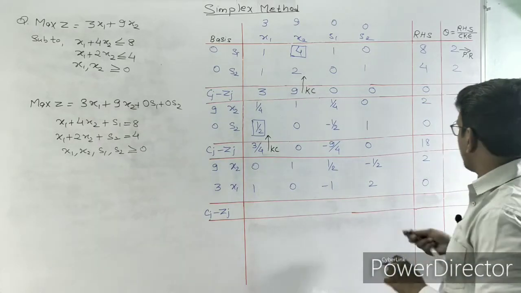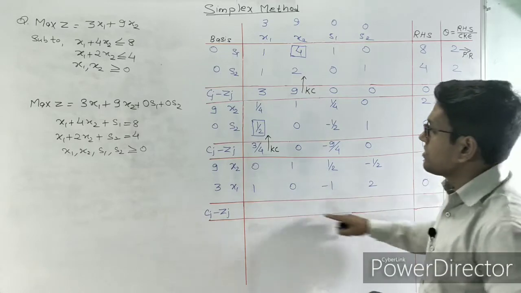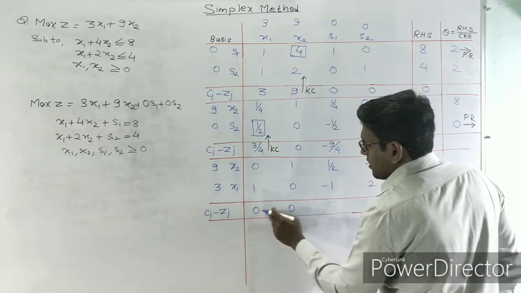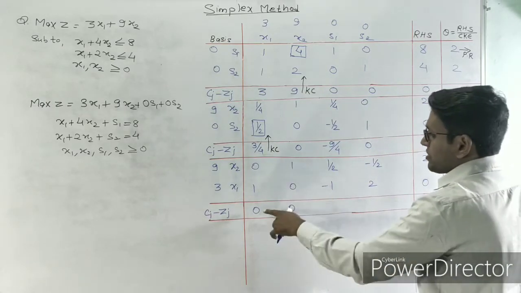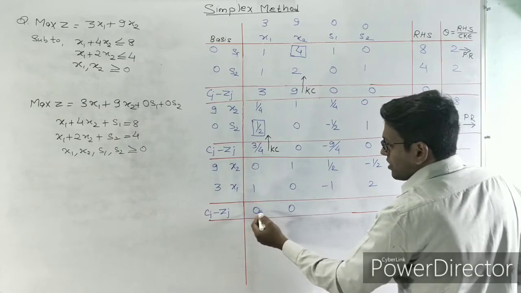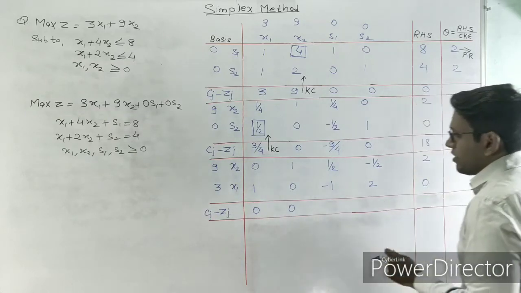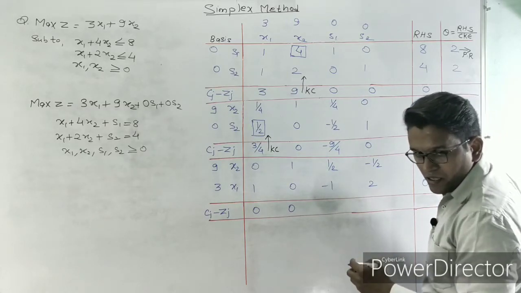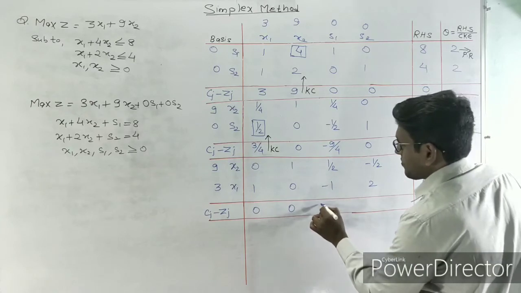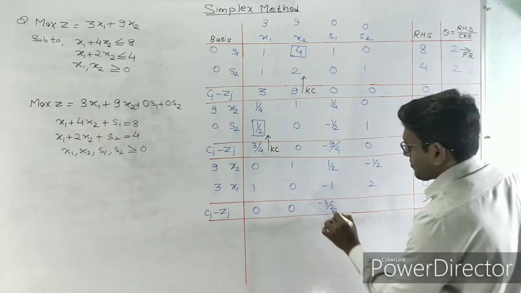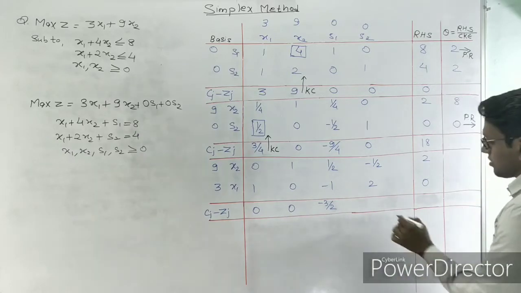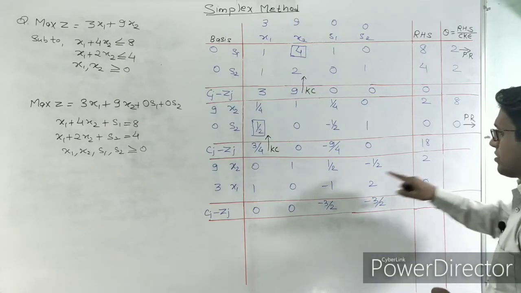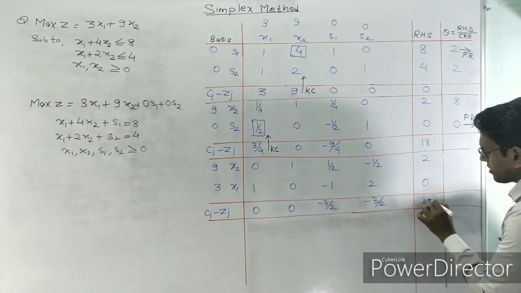Okay, now to check the optimality we will again calculate Cj minus Zj. So as x1 and x2 are basic variables, I am directly writing here the value 0, because x1 and x2 are basic variables and they will have the value 0 in the Cj minus Zj row. Now we'll calculate this and we'll have minus 3 by 2, and again this is minus 3 by 2. And the value of z is coming as 18.